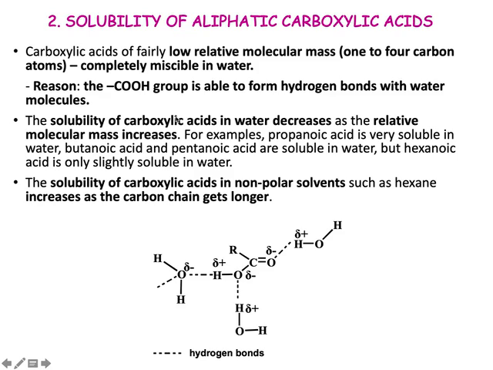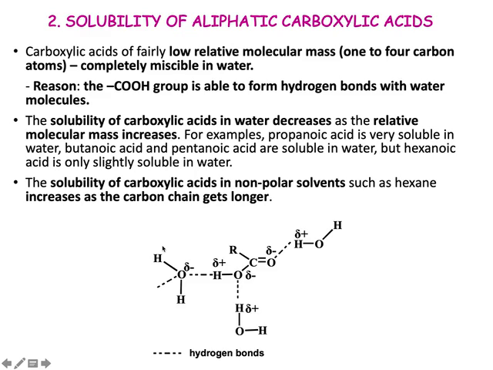Next is the solubility of aliphatic carboxylic acid. We know that carboxylic acids of fairly low relative molecular mass are completely miscible in water, only for 1 until 4 carbons. The reason is that the carboxylic group is able to form hydrogen bonds with water molecules, so it is easily miscible in water. The solubility of carboxylic acid in water will decrease as the relative molecular mass increases. That means the bigger the structure of the carboxylic acid, the weaker the solubility.